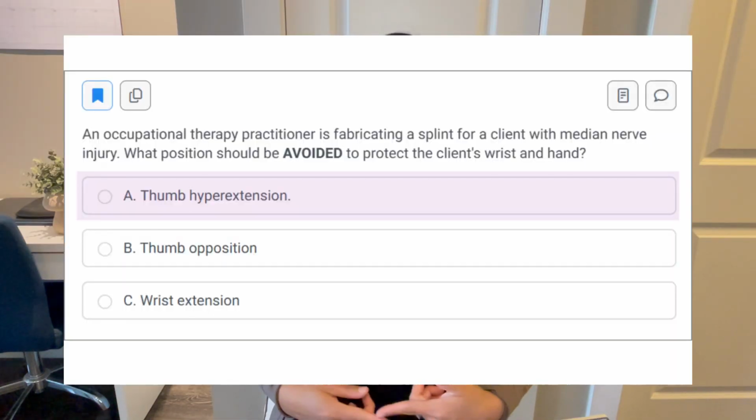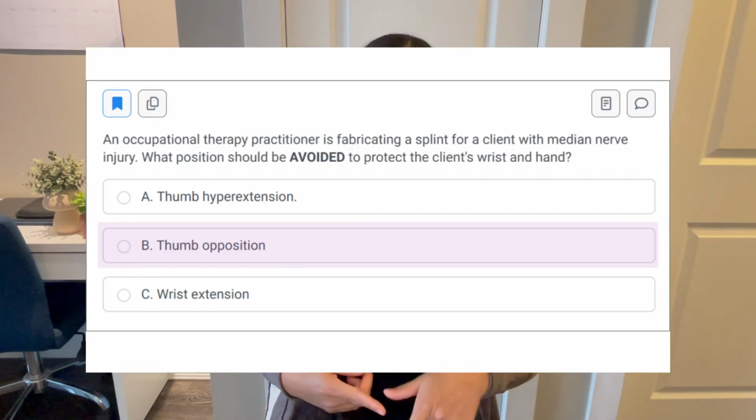So first we have option A, which is thumb hyperextension. The word in this option that makes me think that it might be the answer is the word hyperextension, because that's literally what I just said. So we are going to keep that as an option.